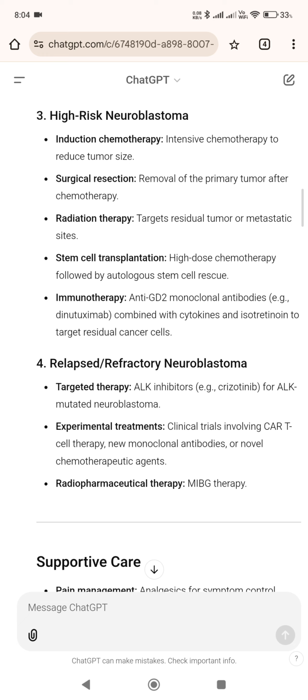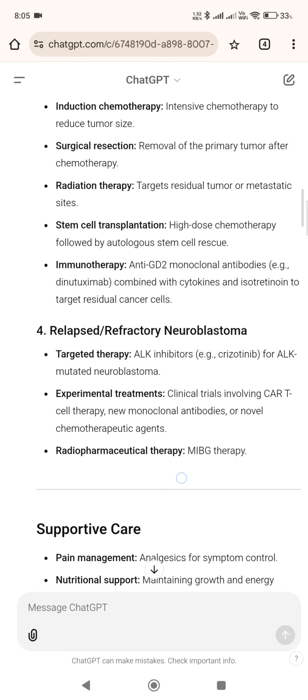3. High-risk neuroblastoma. Induction chemotherapy: intensive chemotherapy to reduce tumor size. Surgical resection: removal of the primary tumor after chemotherapy. Radiation therapy: targets residual tumor or metastatic sites. Stem cell transplantation: high-dose chemotherapy followed by autologous stem cell rescue. Immunotherapy: anti-GD2 monoclonal antibodies, e.g. dinutuximab, combined with cytokines and isotretinoin to target residual cancer cells.